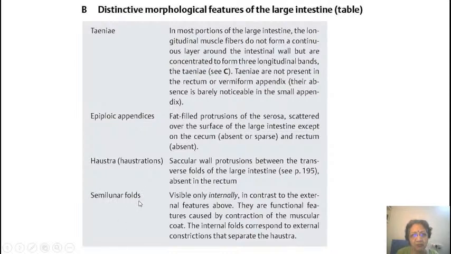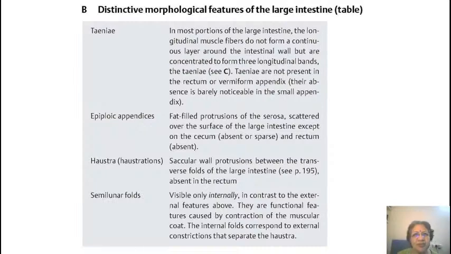Semilunar folds: if you open up and see the inside of the mucosa with your naked eye, not under the microscope, then you will see semilunar folds of mucosa. They are functional features because the depth or the length of the fold will change with the muscular contractions of the wall, and they correspond to the external features. Between haustra there is a dip, and then there is a bulge and a dip, right? So that dip is what corresponds to the semilunar fold inside.